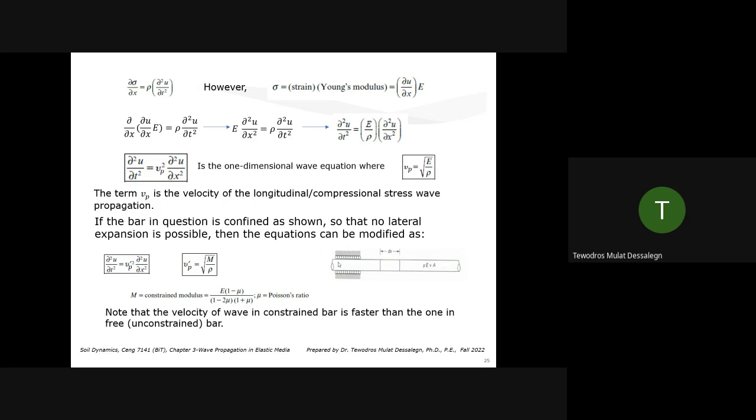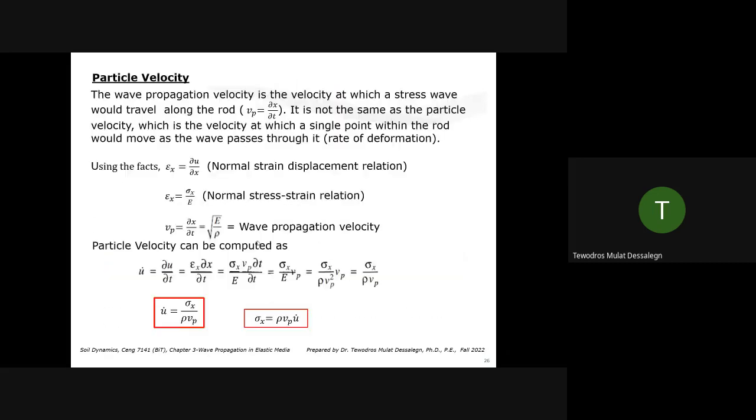And if you constrain that bar so it doesn't strain in the lateral direction, then you can use the constraint modulus instead of the elastic modulus. And we also developed a particle velocity. When a wave travels, the particles have a speed. They don't travel with the wave, but they elastically go back and forth. So we developed the particle velocity can be given by the stress we applied divided by the density divided by the wave velocity. So the stress we apply can be expressed in terms of density, wave velocity, and particle velocity.